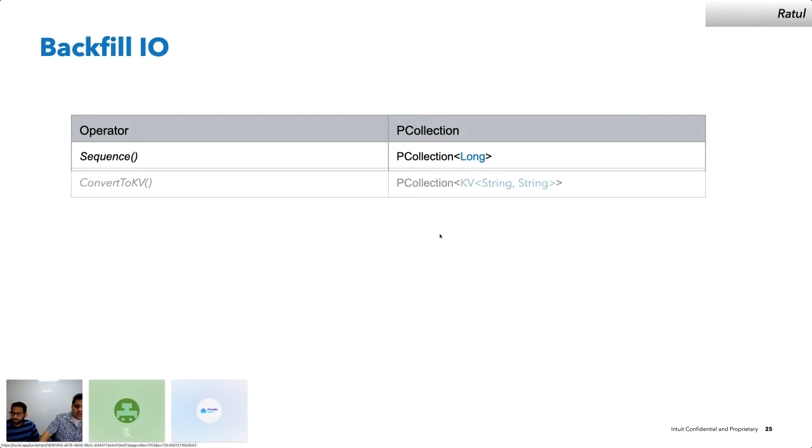Now the PCollection of long that is fed to a module can be converted to key-value. We are setting a static key because we are maintaining the metadata state, and this long is getting converted to a string.